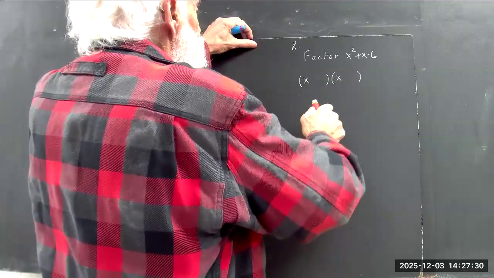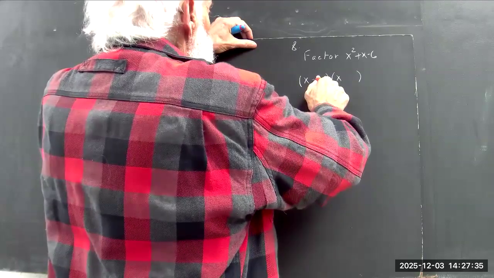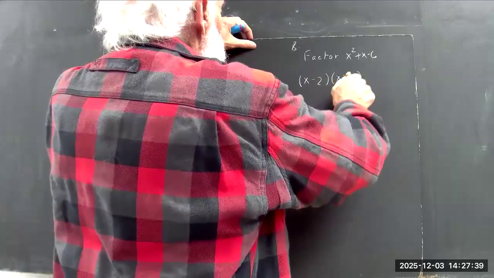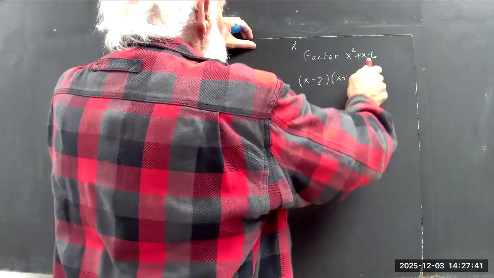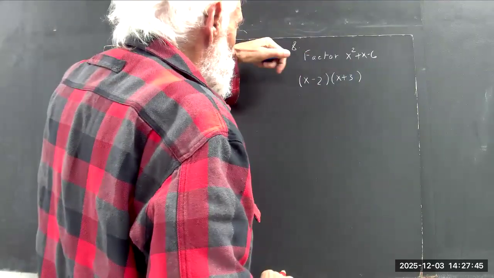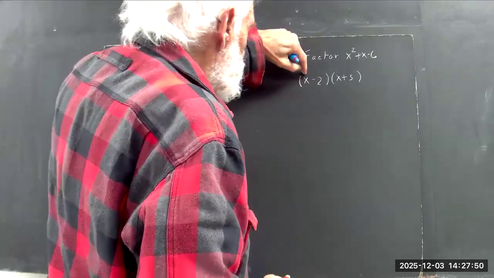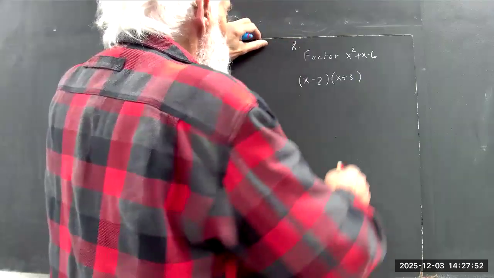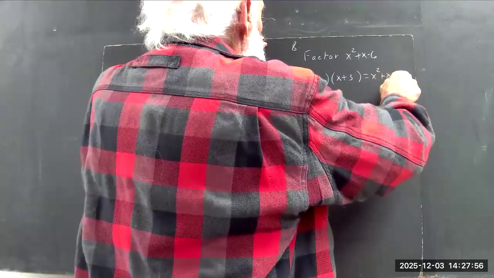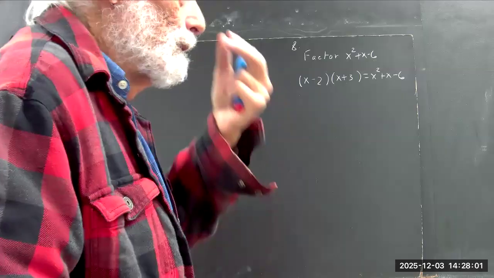We could use x minus 2 and x plus 3 because negative 2 and 3 give us negative 6. Negative 2 times 3 gives us negative 6. And the negative 2 times x and the plus 3 times x gives us plus x. Excuse me, x squared plus x minus 6. Well, I hit it on my first try.